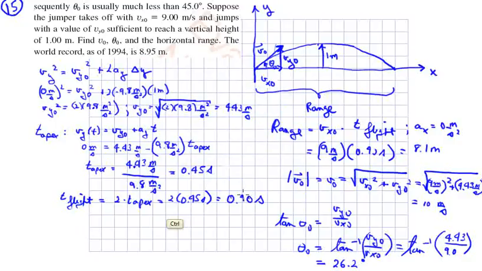So this guy spends 0.9 seconds in the air, which means his range is going to be 9 meters per second times 0.9 seconds. In other words, he will land 8.1 meters in the horizontal direction from where he launched himself.